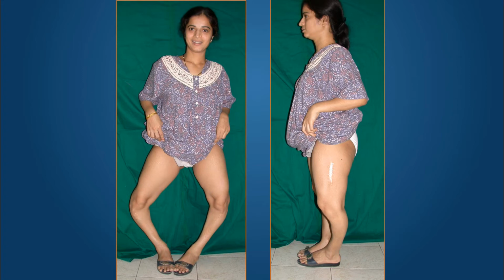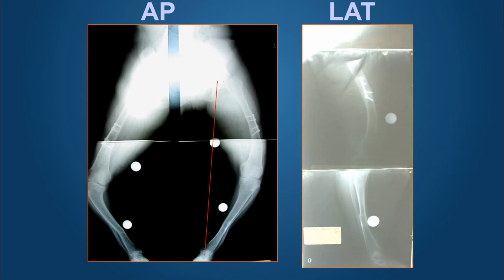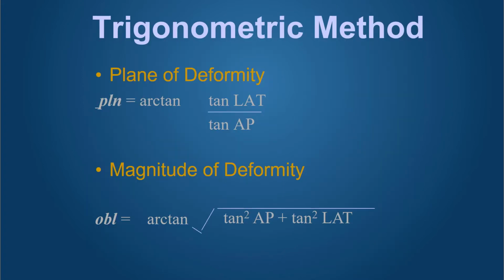Let's take a look at this lady doctor who's 38 years of age with very severe varus and procurvatum deformities. These are her x-rays. Let's take a look at the left lower limb, in which we find a very large varus deformity in the femur, some varus in the tibia, a procurvatum deformity in the femur, and a recurvatum deformity in the tibia.